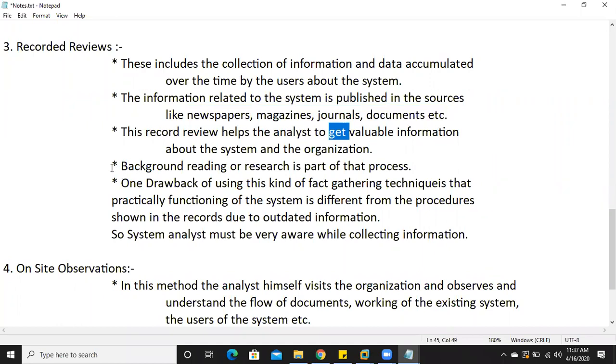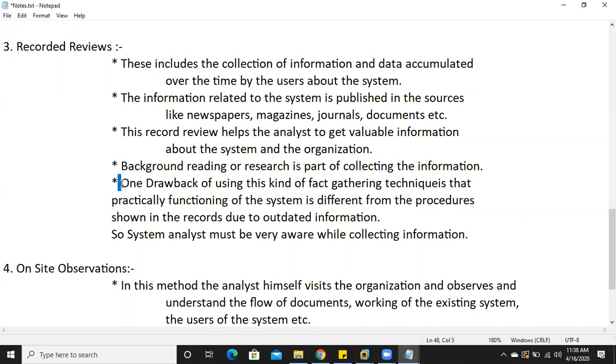So background research, or reading, is part of that process. Part of what process? Part of collecting the information. Background research, or background readings, are a very important part of collecting the information about the system. So this point is also very important.